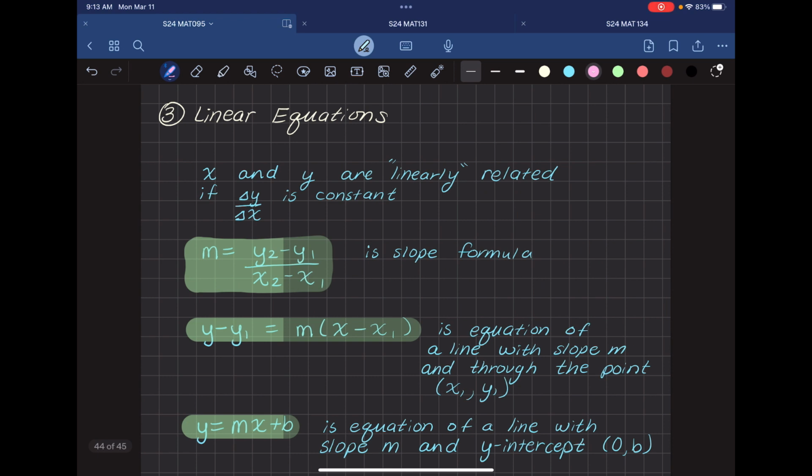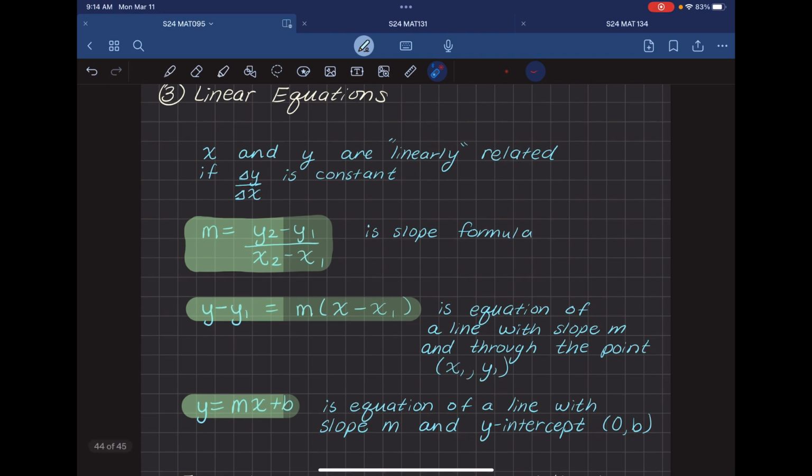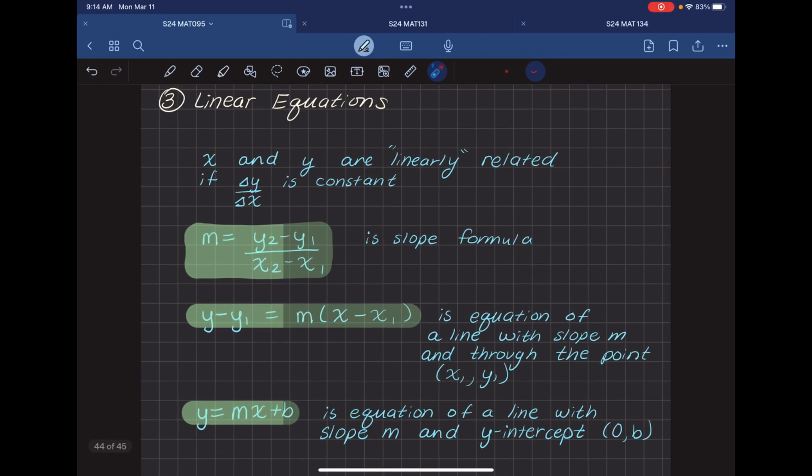Okay. Now, the third main thing that's going to be on the exam is stuff with linear equations. So I wrote some notes here for the concept. Two variables, x and y, are linearly related if between any 2 points, you take the change in y over the change in x. Now this is exactly the slope. Basically, if the slope is constant.